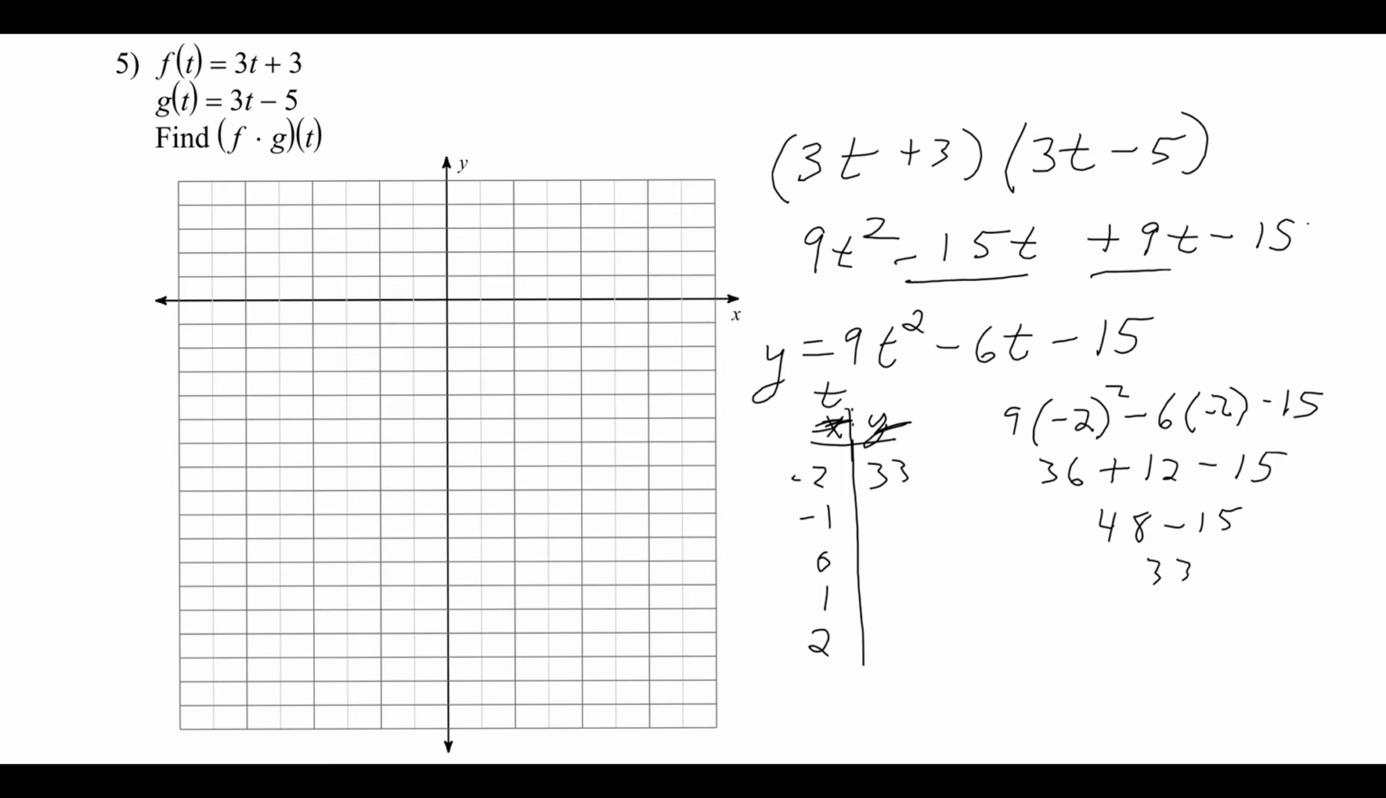So we get 9 times -1 squared minus 6 times -1 minus 15. That would be 9 plus 6 minus 15, which equals 0. I'd say that's a lot more reasonable. All right, so we now have a point. I'm going to go put that point right on there right now. It's right there. -1, 0.